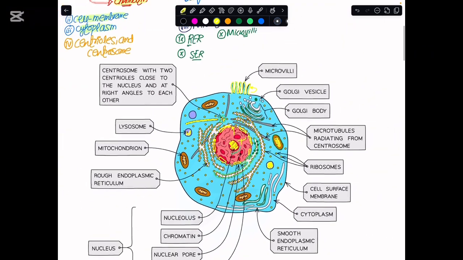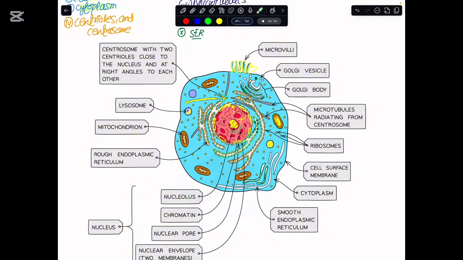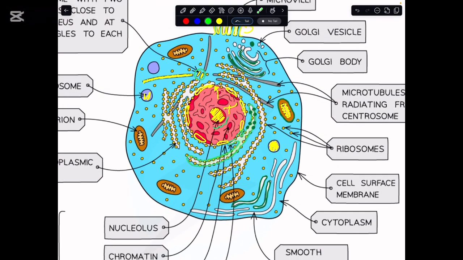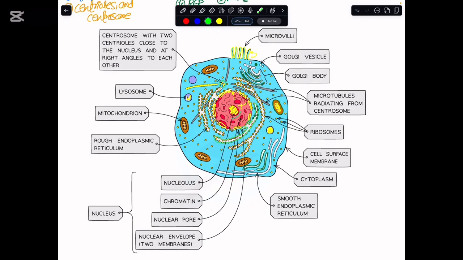So this was overall the ultrastructure of an animal cell. Let me repeat: this is the nucleus, this is the rough endoplasmic reticulum. Here we have the centriole, this is the microtubule, this is the mitochondria, this is the lysosomes. These small yellowish things available here are the ribosomes. Here is the smooth endoplasmic reticulum, here we have the Golgi apparatus, here is the cell membrane, then the cytoplasm. I hope you are clear with the ultrastructure of an animal cell.